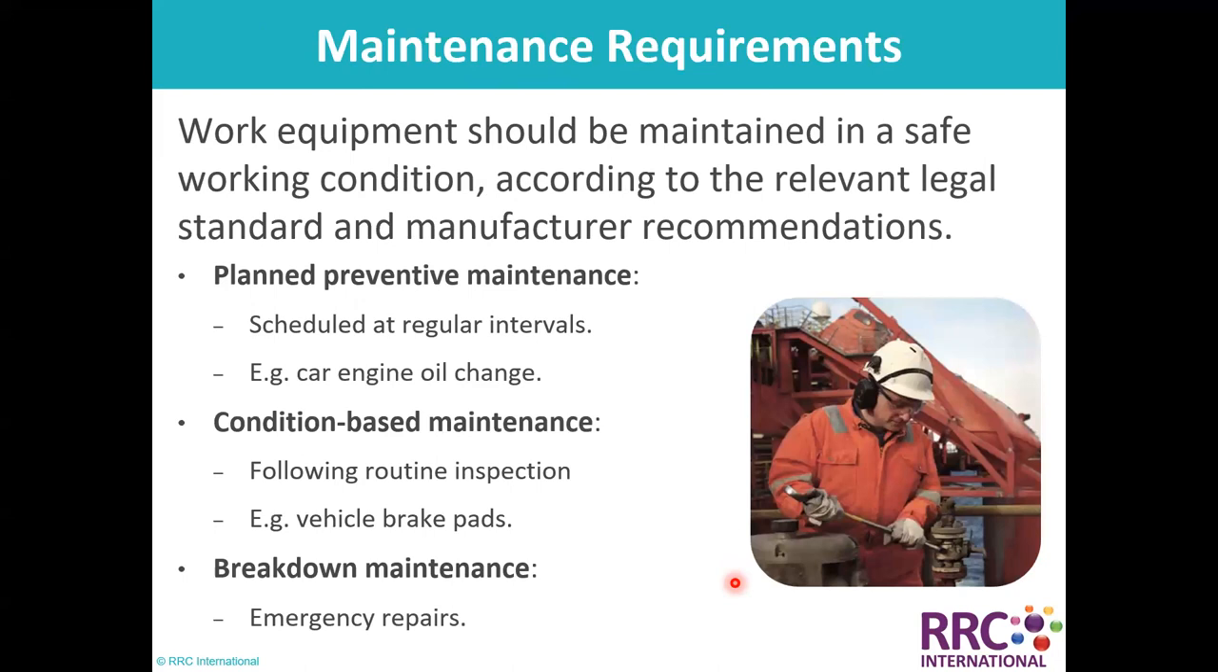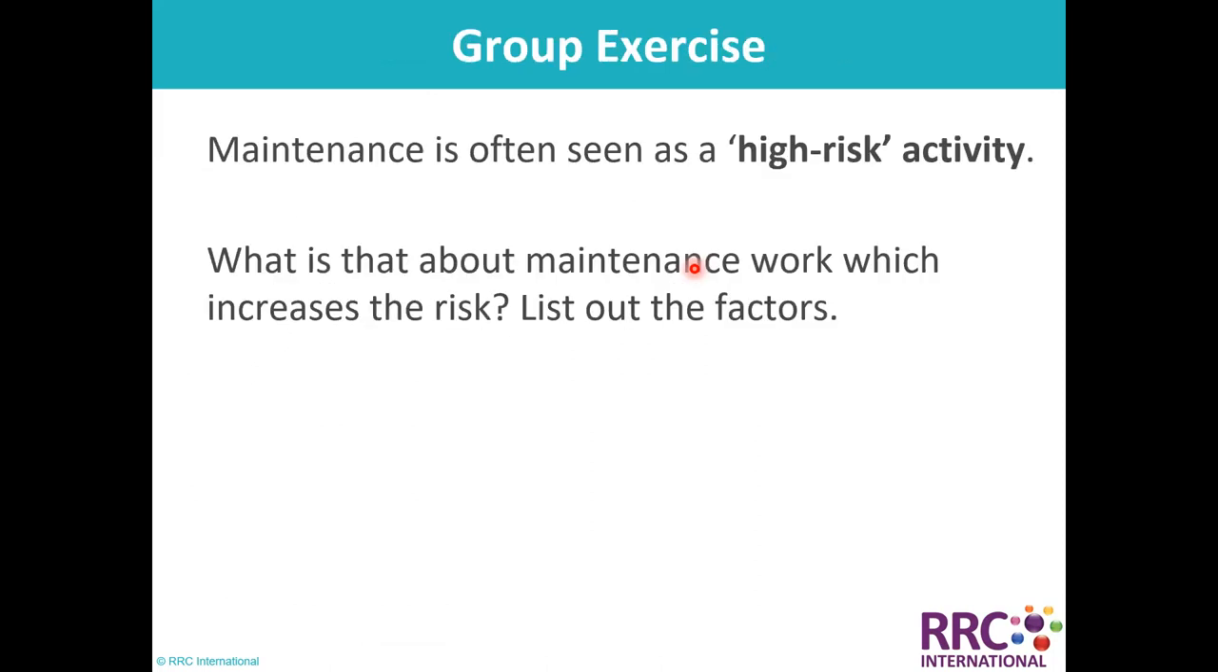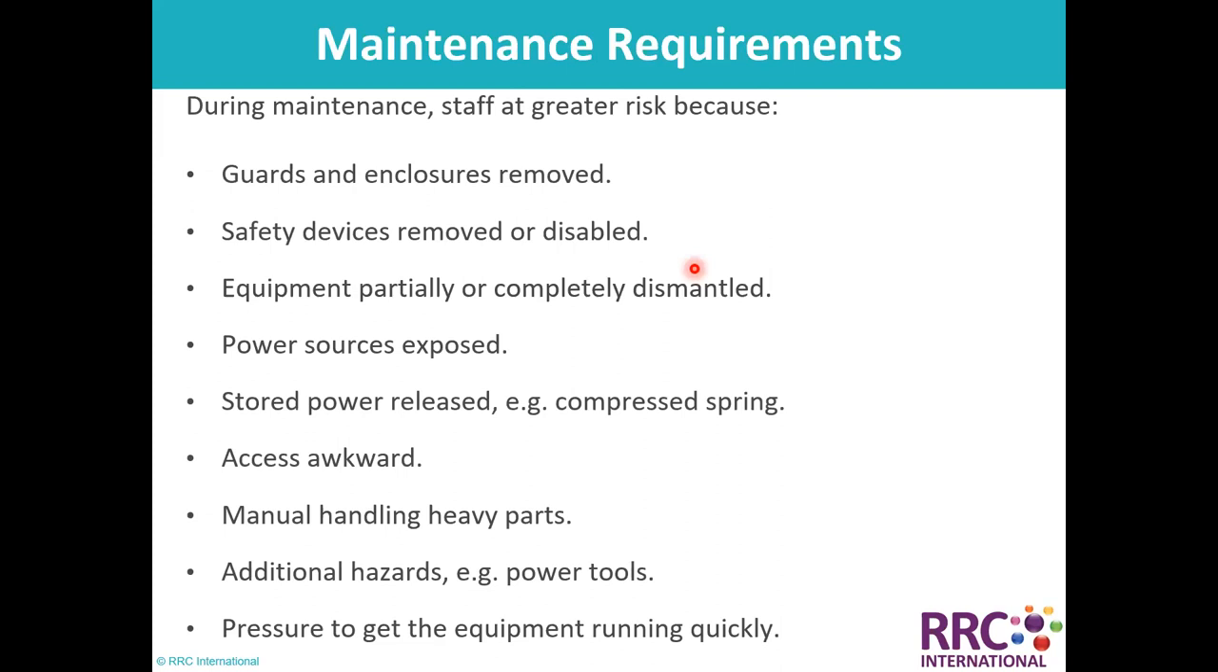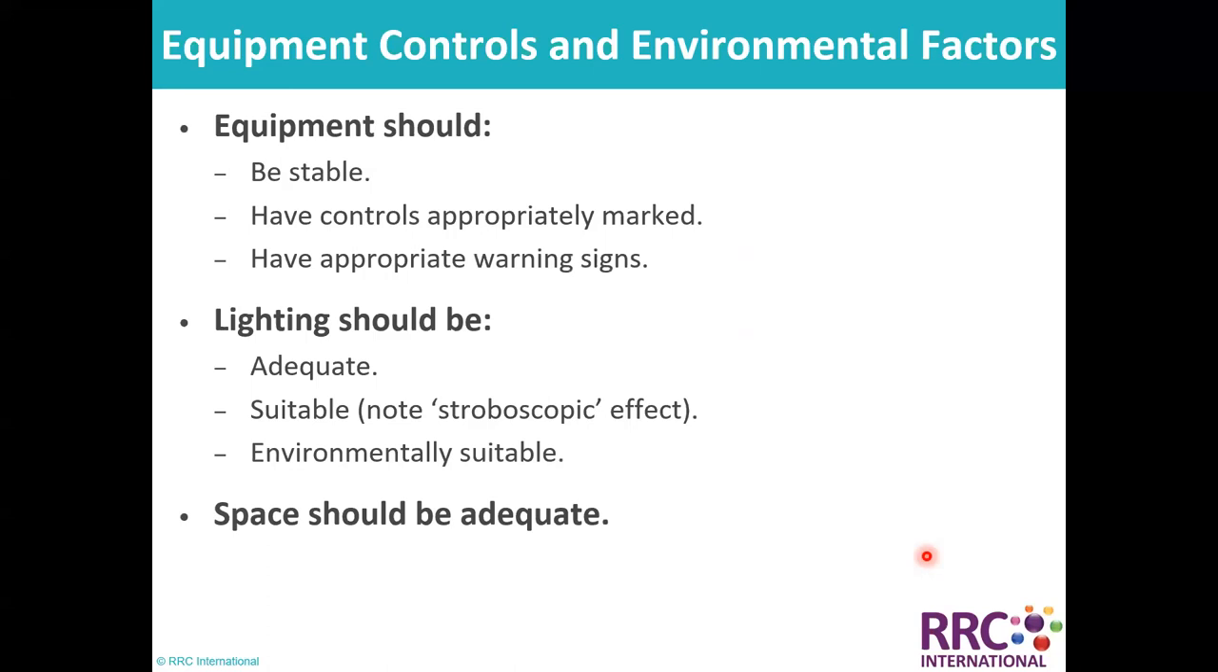We discussed three different kinds of maintenance. One was planned preventive maintenance, which we call PPM. Another is condition-based maintenance, which we call CBM. And next is breakdown maintenance. We took the example of a shutdown procedure, and we identified why maintenance is considered a high-risk activity. After that, we covered the maintenance requirements: we should have competent staff, the power source isolated, stored power released, and dangerous moving parts of the machine should not be accessed while we are maintaining the machine. Precautions for safe access and use of manual handling aids should be there. Then we discussed the controls, emergency stop, equipment, lighting requirement, and the space when maintaining the machine.